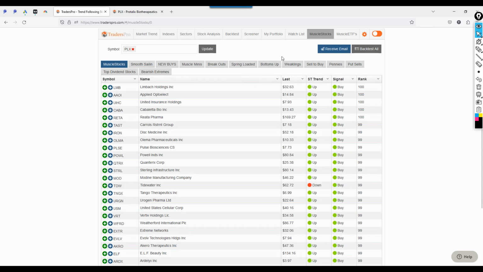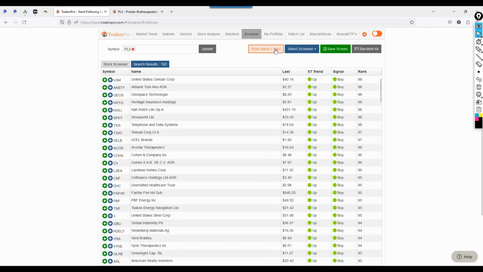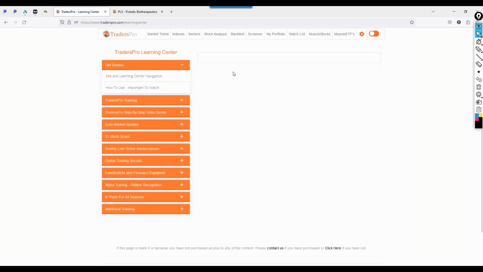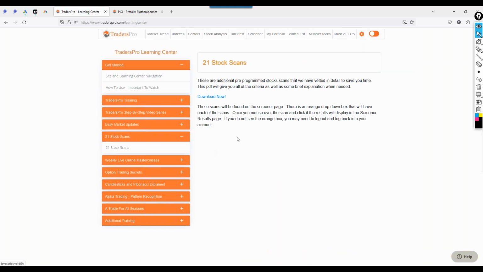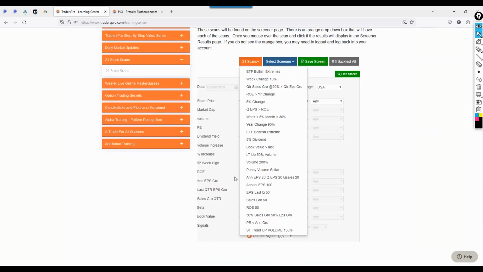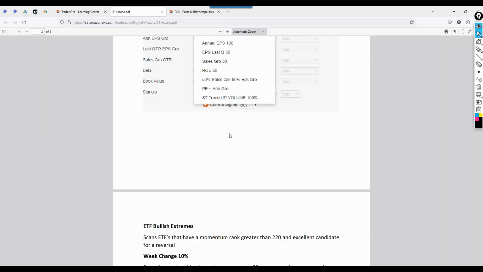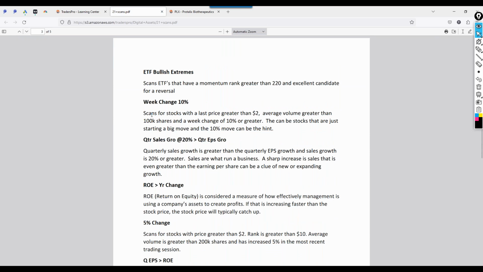And so yeah, there's a lot of things in here that I feel like don't get explained, because all of these scans have a purpose. If you don't know what they are, go out to the Learning Center here, go down to 21 scans, and click on that, and then click on this download. Let's see if it'll open for me. And this is going to explain what each of those are.